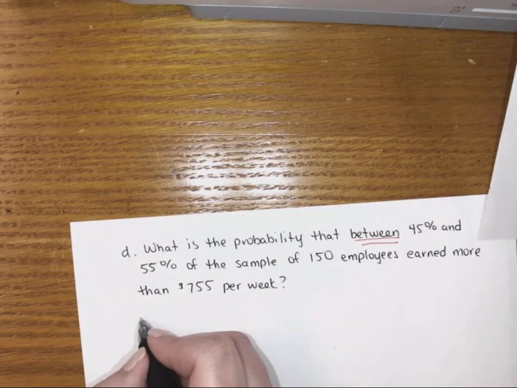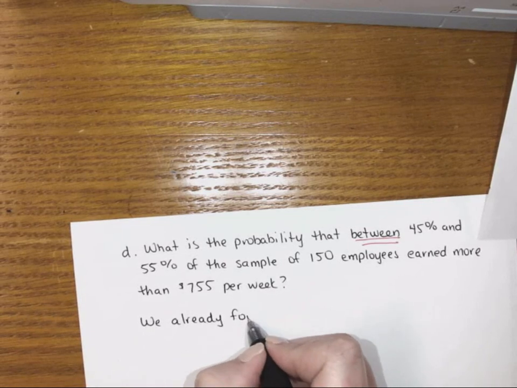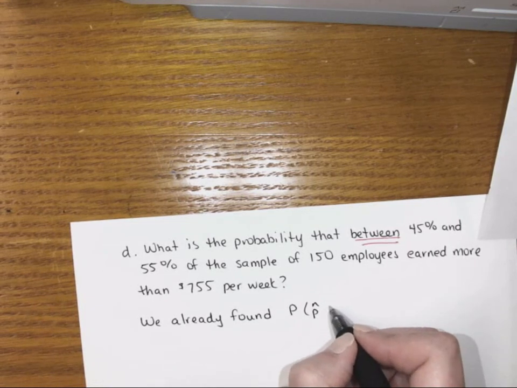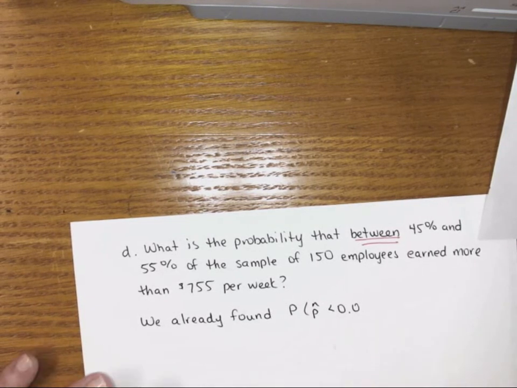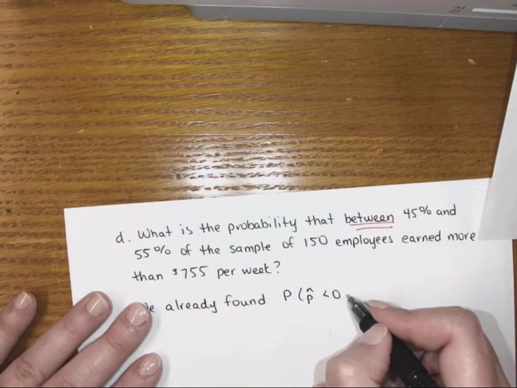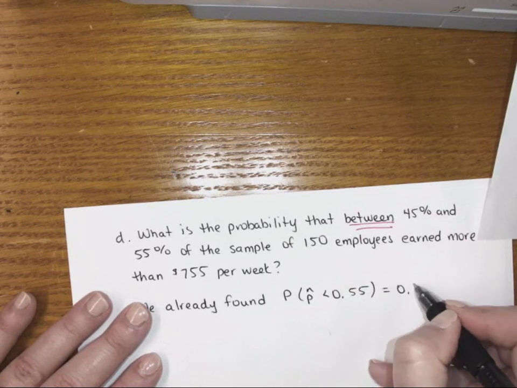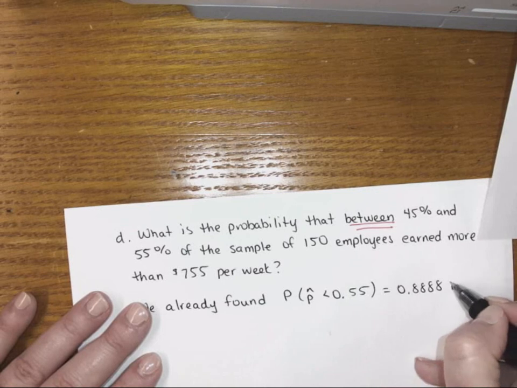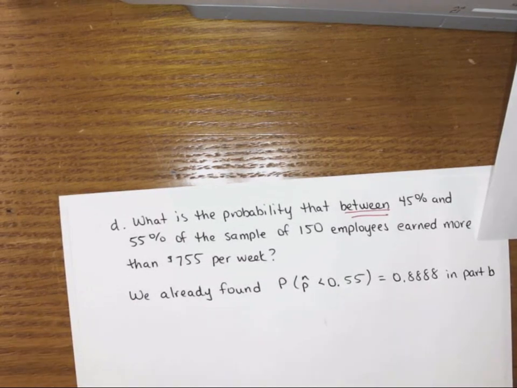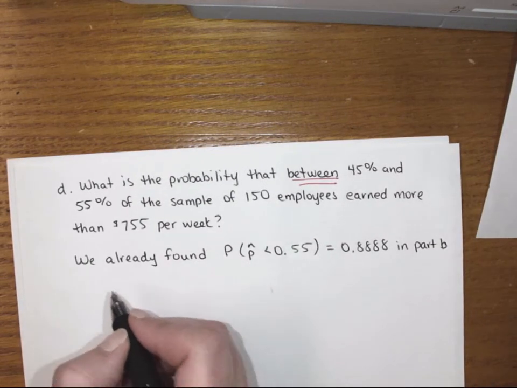But once you figure, notice we already figured out some of this, so you might look for this on Connect. We already found out the probability that p hat would be less than 0.55. Like that was one of the ones we already did in one of the previous sections. So be on the lookout for things you can pull from previous sections. So we found this one in part B. We already found the probability that p hat was less than 0.55 was 0.8888. But we don't know the other one.